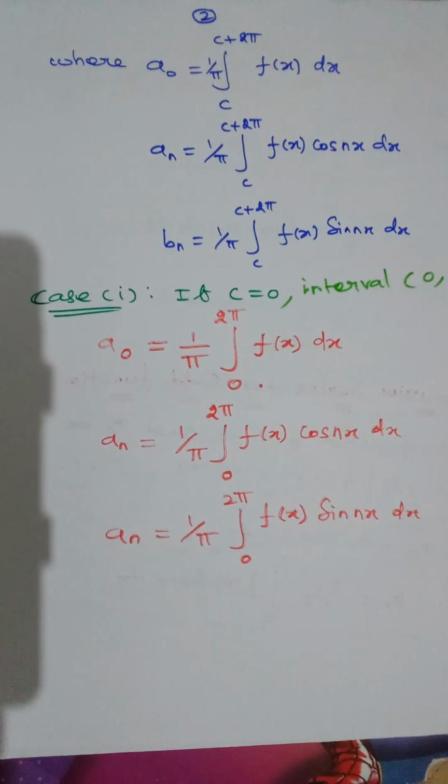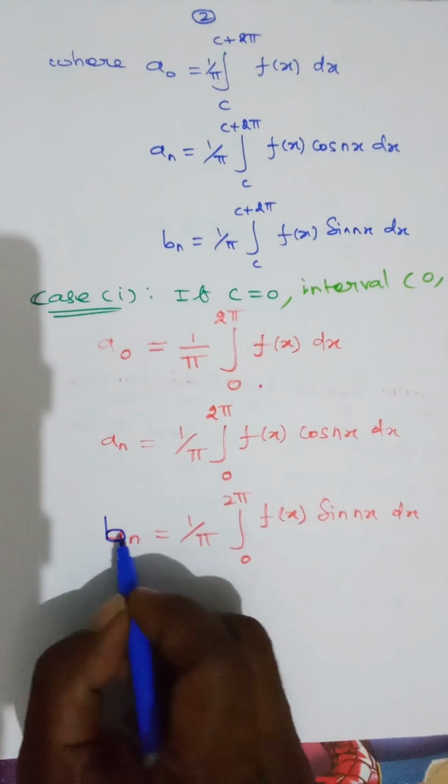the interval becomes, so we know the interval x lies in between c to c plus 2 pi. If you put c equal to 0, the interval becomes 0 comma 2 pi, isn't it? So in that interval, a naught becomes 1 by pi integral from 0 to 2 pi f of x dx. a n is equal to 1 by pi integral from 0 to 2 pi f of x cos nx dx. Sorry, it is not a n, it is b n.